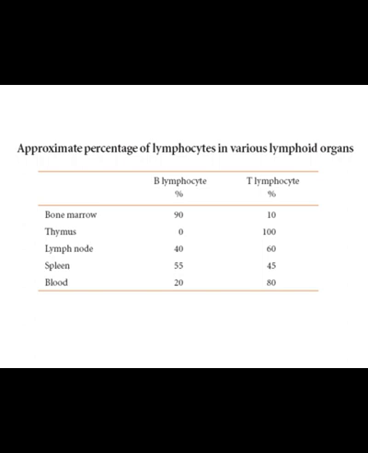Here is a table which shows the percentage of B and T lymphocytes in various lymphoid organs. Bone marrow contains 90% B lymphocytes and 10% T lymphocytes, whereas in thymus, 100% is T lymphocytes. In the lymph node, 40% B lymphocytes and 60% T lymphocytes. The spleen has 55% B lymphocytes and 45% T lymphocytes. And blood, 20% B lymphocytes and 80% T lymphocytes.